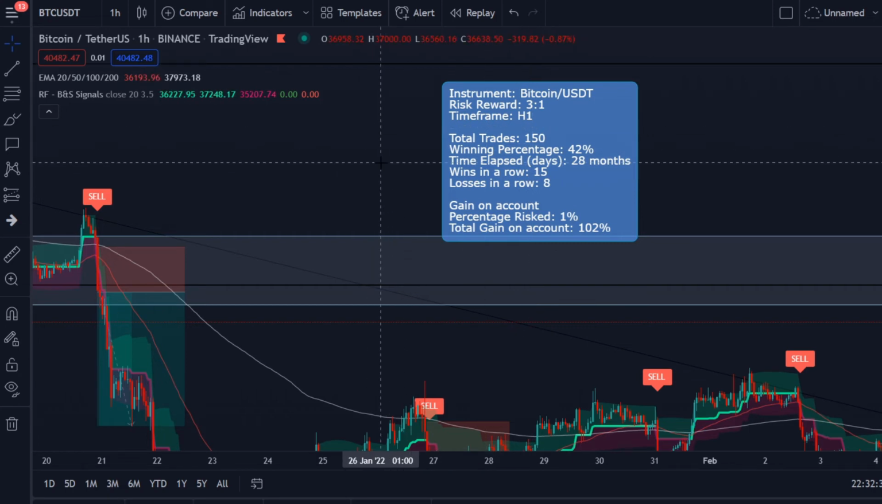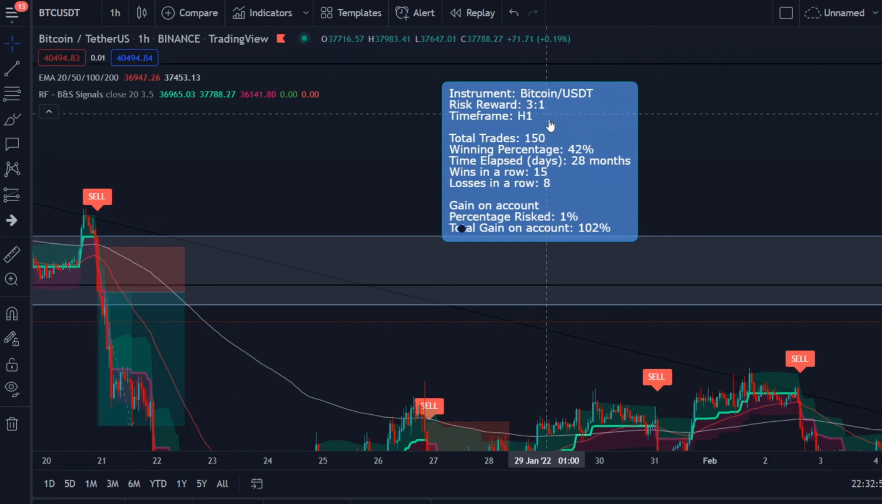In total, we took 150 trades and the winning percentage is 42%. And you might be thinking, well, 42, that's not a lot, right? But keep in mind that 42 is the number when we use a 3-to-1 risk reward ratio, and in that perspective it's quite high, because like I mentioned earlier, the lower your risk reward ratio, the higher your winning percentage.